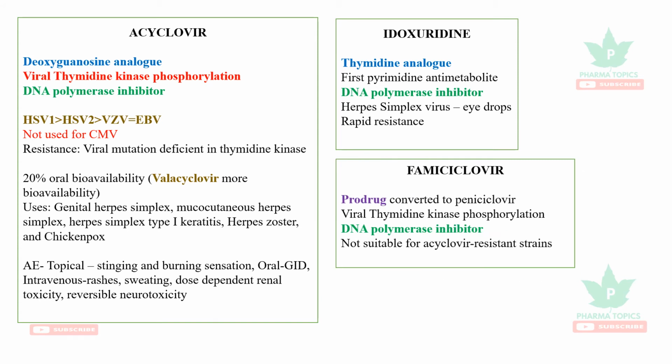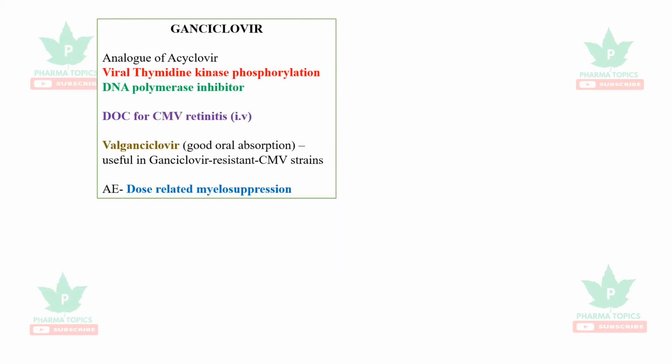Next drug is famciclovir. It is a prodrug converted to penciclovir. A viral thymidine kinase phosphorylates this, and that becomes a DNA polymerase inhibitor. It is not suitable for acyclovir resistant strains.